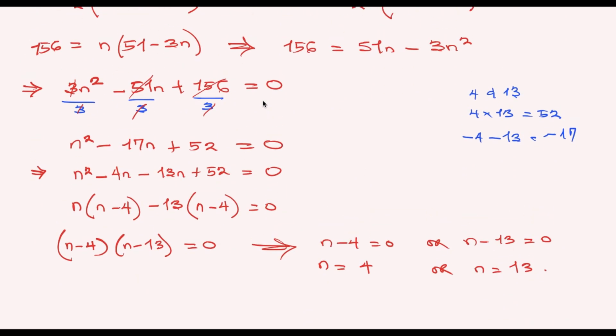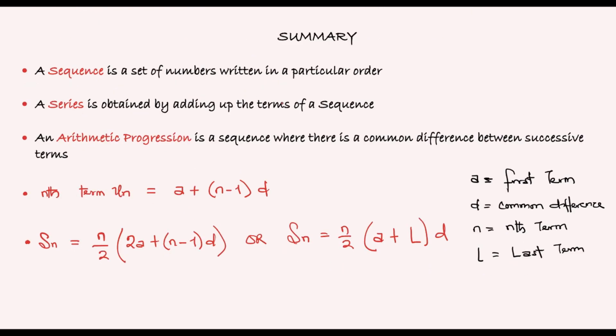Now we've come to the end of our arithmetic progression. But before we finish, let us summarize everything that we've learned so far. Now, by way of summary, we've learned so far that for a set of numbers to be considered a sequence, the numbers have to be written in a particular order. It doesn't matter if the order is increasing or decreasing, but there has to be an order for a set of numbers to be considered a sequence. Now, we also learned that to find the series of a sequence, all you have to do is add up the terms of that sequence.